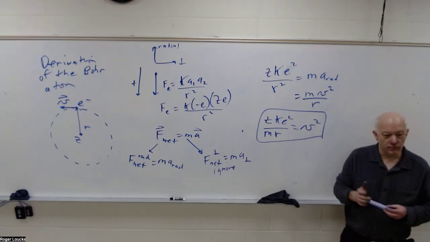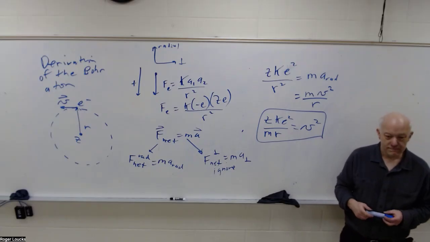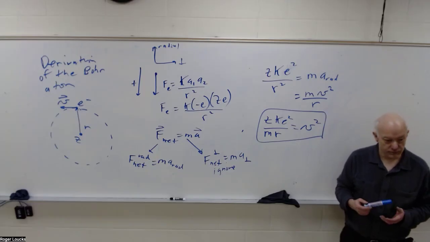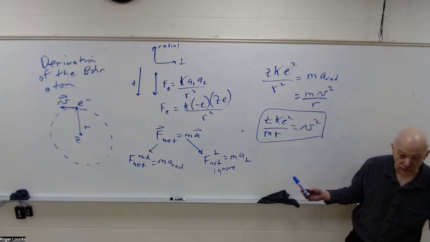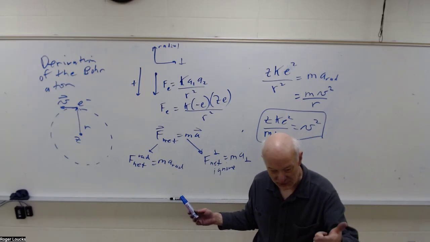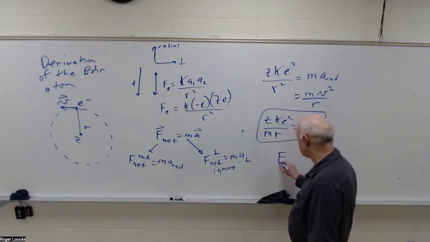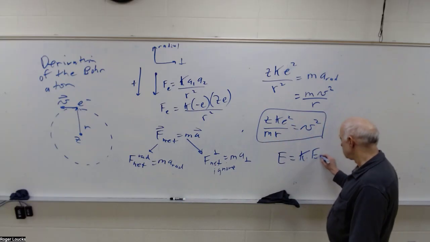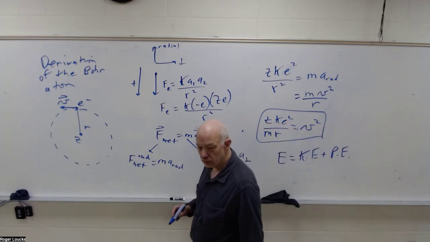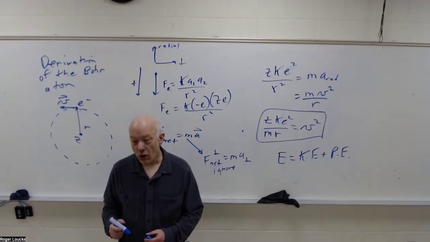What else would you know about this problem from first semester physics? What would be the energy of the electron? What is energy always made up of? Kinetic and potential. So your energy is going to be your kinetic plus your potential. But you're going to get brand new notation. Did I tell you what these become? You're all grown up now.